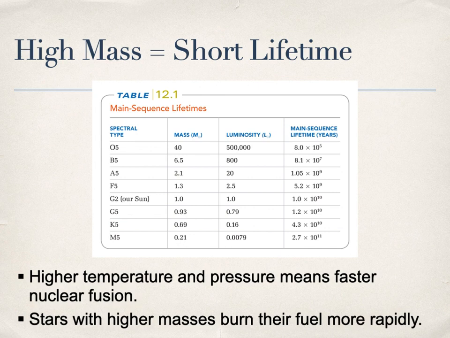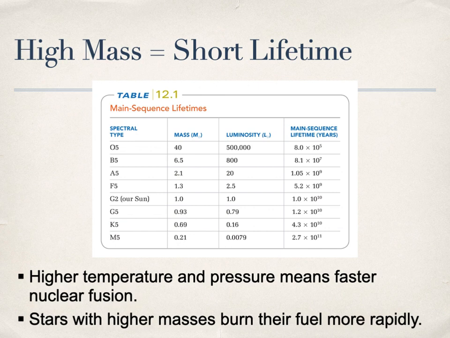Looking at our sun there, our sun's a G2 star, one solar mass, of course, one solar luminosity, because it's our sun. And its lifetime should be about 1.0 times 10 to the 10 years. That's 10 billion years. Now it's about halfway through its lifetime. So 4.5, 4.6 billion years ago, our solar system, our star, the whole thing, the Earth formed. So we're about halfway through our life on the main sequence.